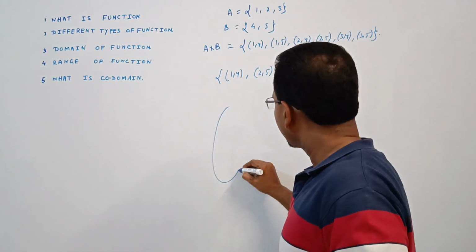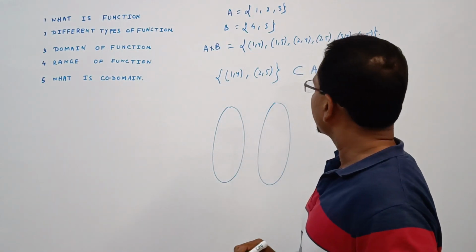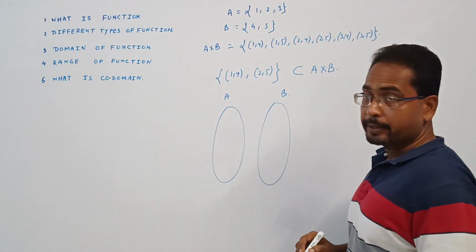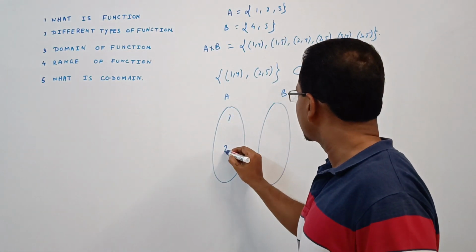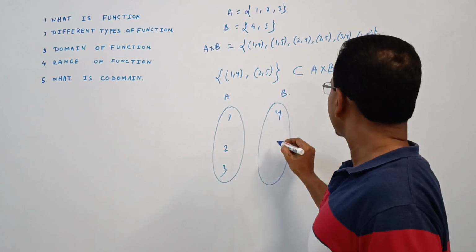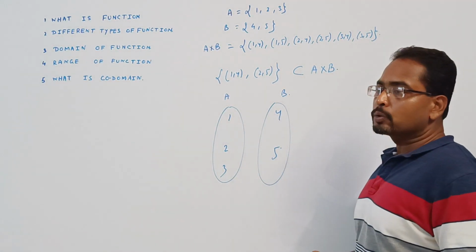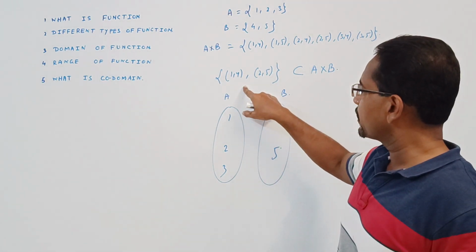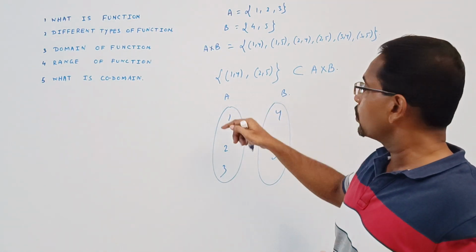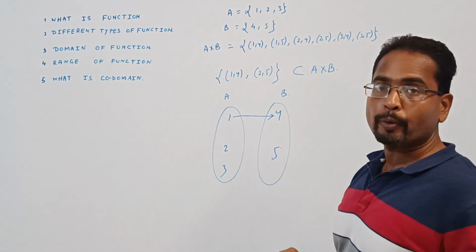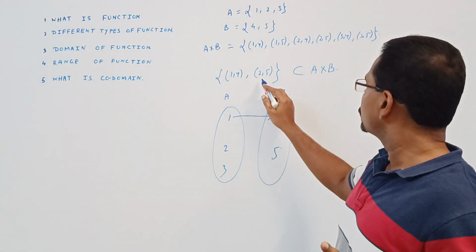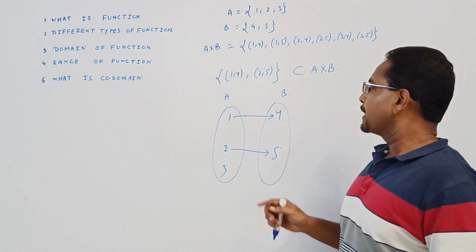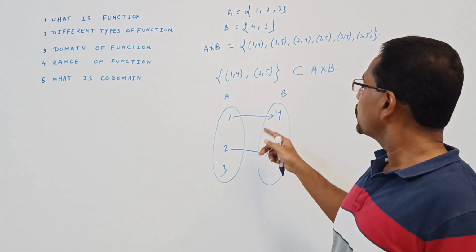Over here I made two circular parts. In one I am going to write down the elements of A, and in the other I am going to write down the elements of B. In set A the elements are 1, 2 and 3, and in B the elements are 4 and 5. Now we are going to associate the elements of A with B as per the subset. In the subset we have, one of the elements is (1, 4), so 1 will get associated to 4. I will show it with the help of this arrow. And (2, 5) is the other element, so 2 is associated to 5. Over here you can say that each element of A is associated to only one element of B.